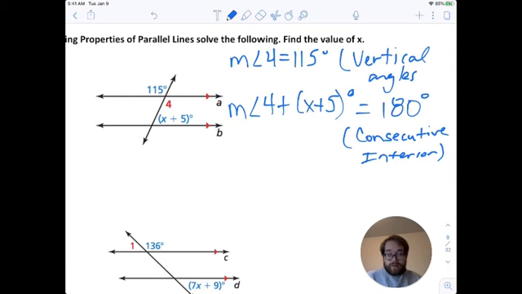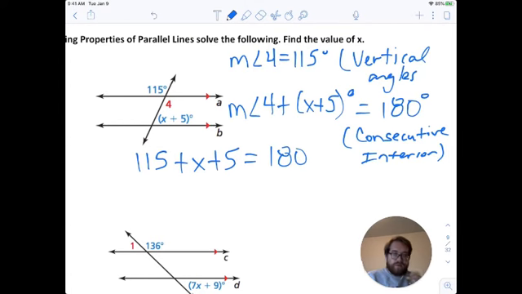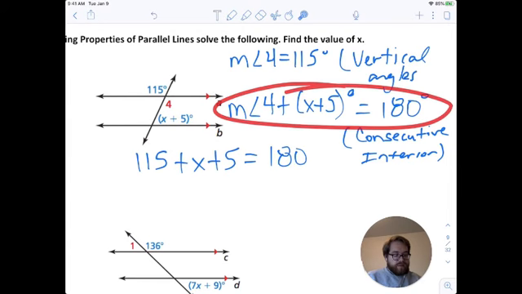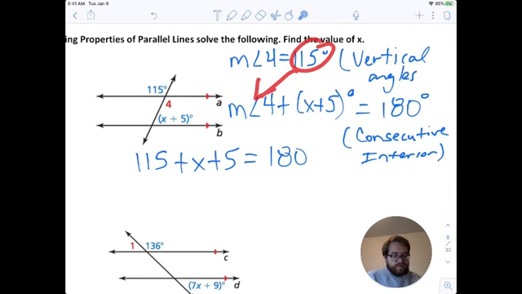And I'm still trying to solve for x here. Because I started by saying the measure of angle 4 is equal to 115 degrees, I can substitute in 115 for the measure of angle 4. So that would be 115 plus x plus 5 is equal to 180. Remember, if you're solving for x, you need to set up some sort of equation. And so that's what I did there: I set up this equation and then I substituted in 115.